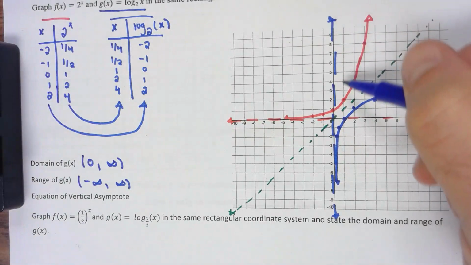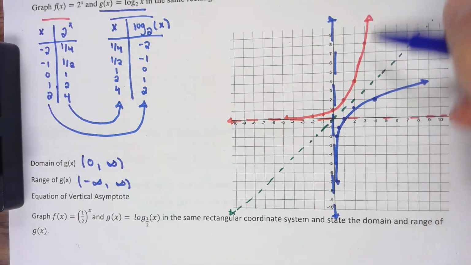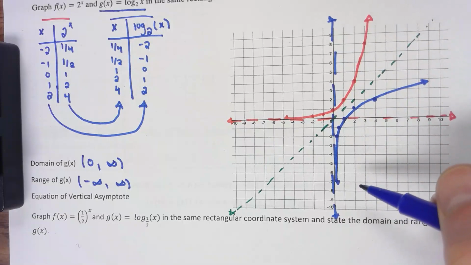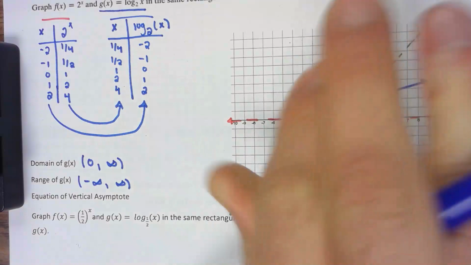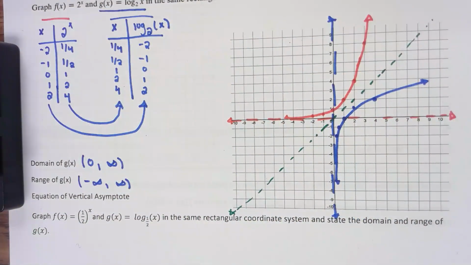So the domain for the log is 0 to infinity. And we're seeing that from this vertical asymptote here. We will never touch a vertical asymptote. We will never cross it. In this case, everything is going to always be to the right of that.